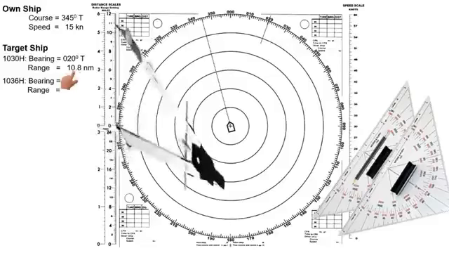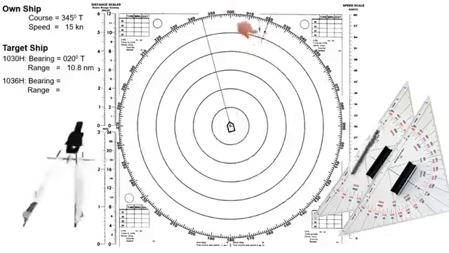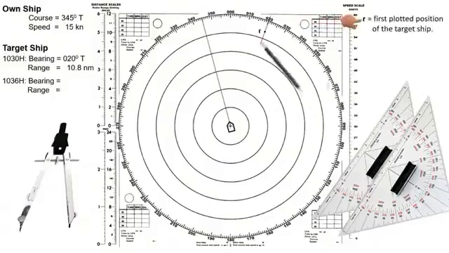Next, use your compass divider to measure 10.8 miles on the 12-mile range scale. Then, lay this measurement down from own ship's position, along the 020 degree bearing line, and mark the point. Label this point with a small letter R, to represent the first plotted position of the target ship. We will erase the bearing line to keep the plotting sheet neat. This is now the target's position relative to own ship at 1030 hour. Next, we need to take our second observation, so let's return to the radar.